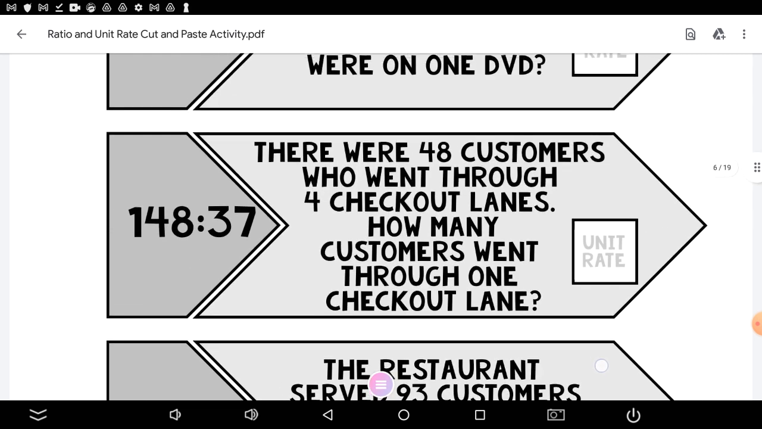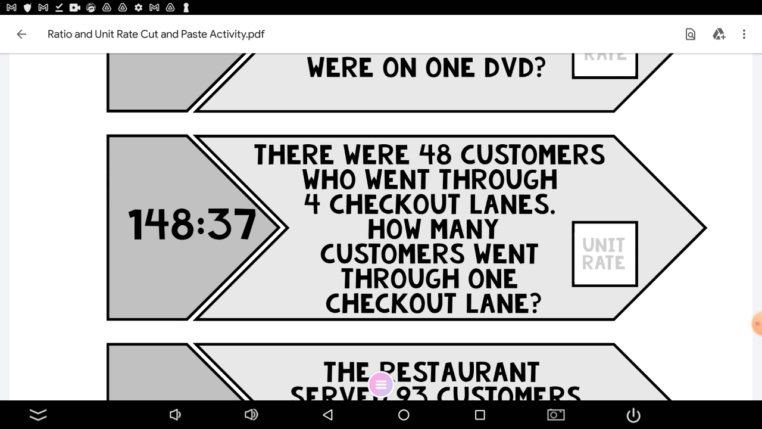So with the example that we said, there were 48 customers who went through 4 checkout lanes. How many customers went through 1 checkout lane? So it is wanting customers per what? Lane. Per lane is what it's wanting. So what will my rate be? What is my rate that I will walk?